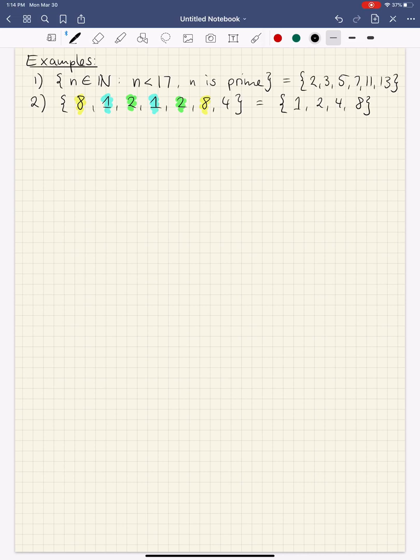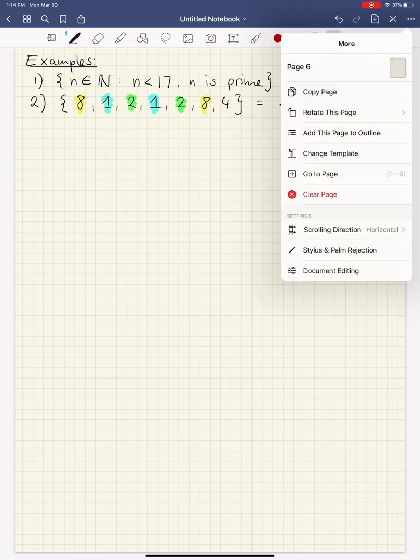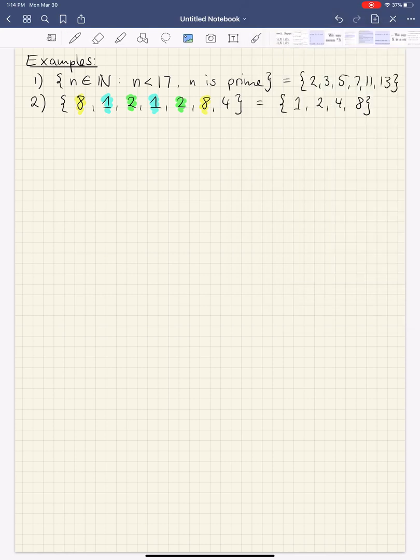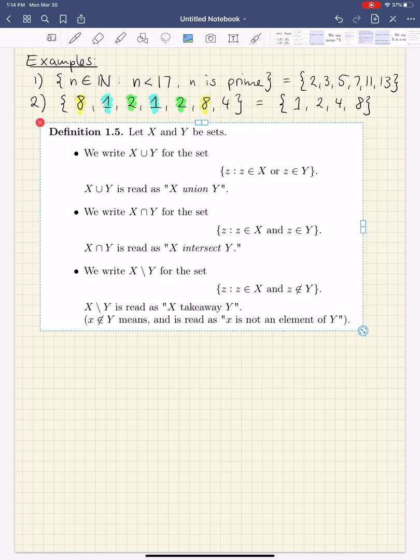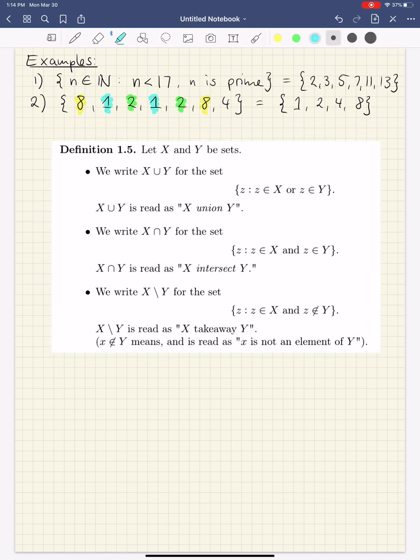So before we see a proof of two sets being equal, let me give you one more definition. It's the last definition of our lecture of today. We're going to define what it means to be a union. So the union of two sets is just a collection of elements such that it's in one or the other. The intersection here is all elements that are in both.